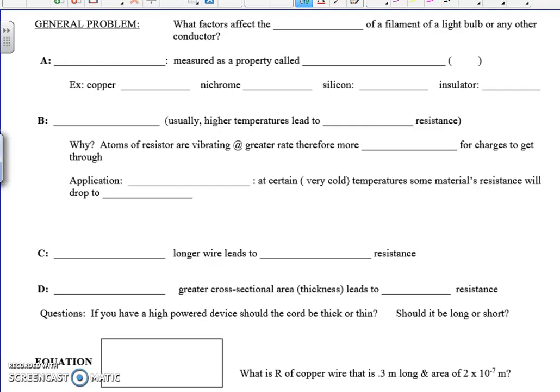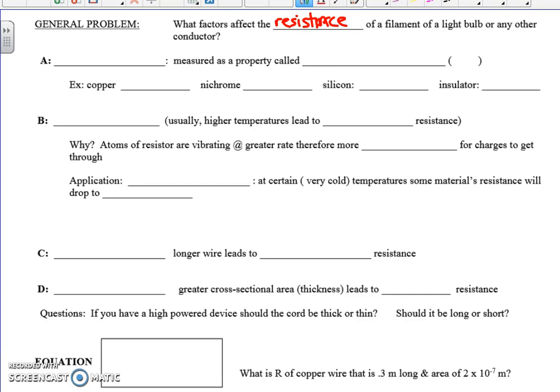Alright, so in this short tutorial, we want to talk about the factors that affect the resistance of a material or of a wire. Now we had a little bit of discussion in class in regard to why we want to know this, but to review, we want to understand how to take something and give it a specific resistance so that when we put it in a circuit we get a specific current and therefore a power output.